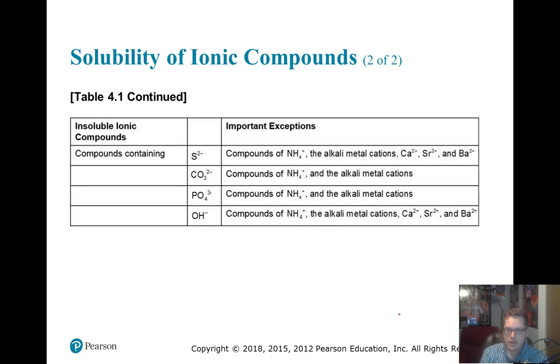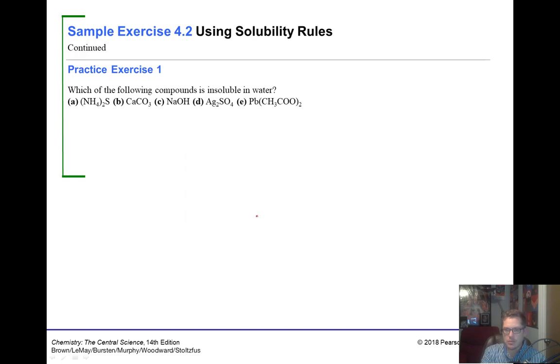All right, the other half goes backwards. Okay, so these anions here are always insoluble unless they're with these things. So sulfide is always insoluble unless it's with ammonium, calcium, strontium, or barium. Carbonate is always insoluble unless it's ammonium or an alkali metal. All right, we can kind of keep going. So you got to make sure you keep track of which half of that table you're looking at. All right, so let's do a couple of these.